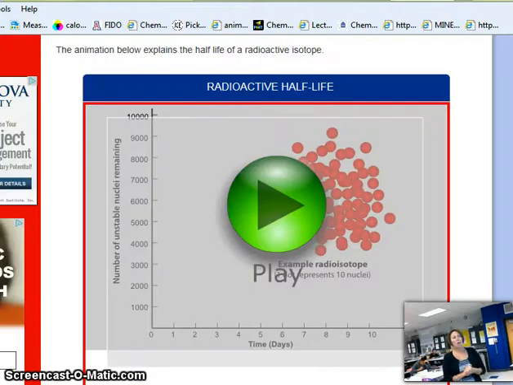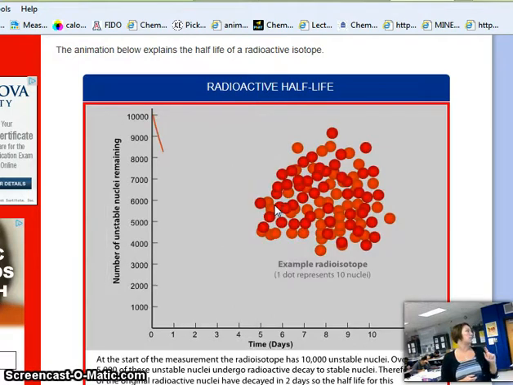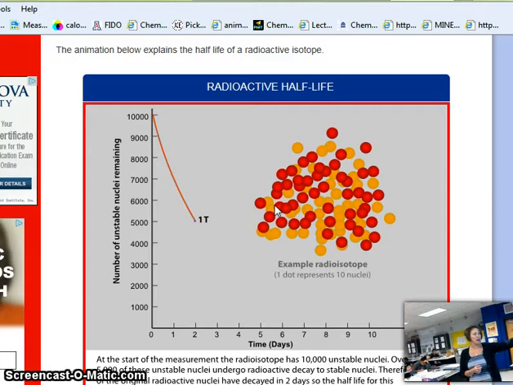I just have a little animation here to show you. Okay. So what we're going to have is a sample of, they say, 10,000 radioactive nuclei. The red nuclei are radioactive. And over time, they spew materials out of their nucleus and they turn into stable nuclei. And the stable nuclei will be orange. Okay? Half-life is the time it takes for half of them to decay. So if we start with 10,000, half-life is the time it takes to get to 5,000. So if you read off the curve, the half-life of this isotope is 2 days.